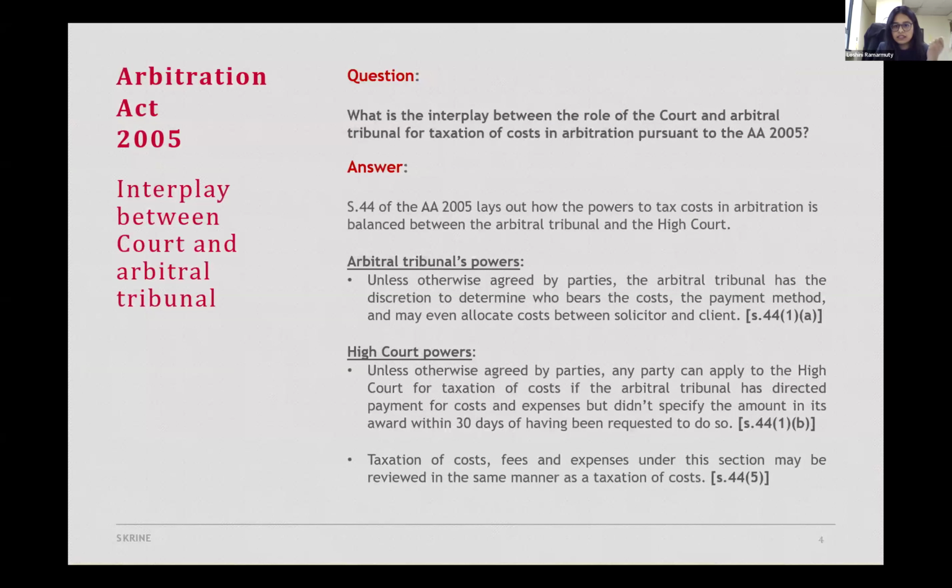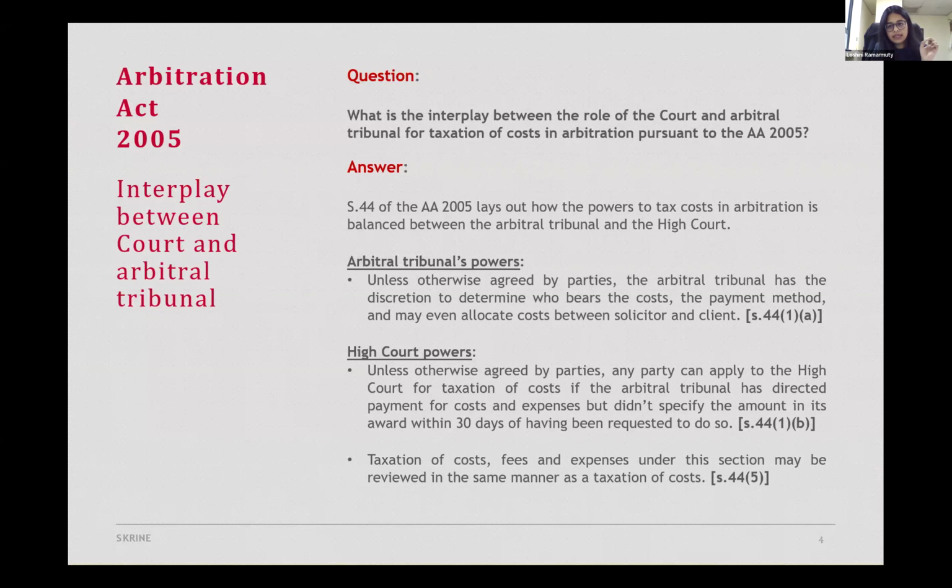What then is the interplay between the role of the court and the arbitral tribunal for purposes of taxation of costs in arbitration? In our earlier discussion, we established that the tribunal is empowered to determine costs, and that is settled unless otherwise agreed by the parties. This is expressly provided in Section 44(1)(a) of the Arbitration Act 2005.